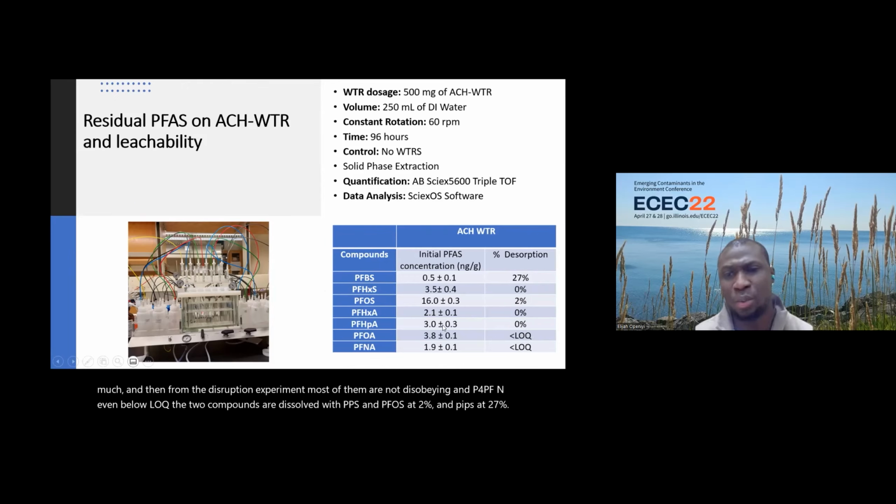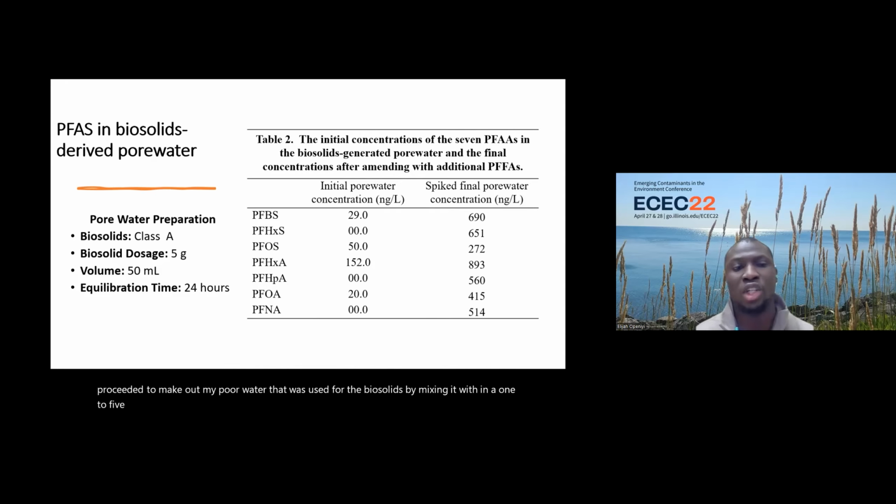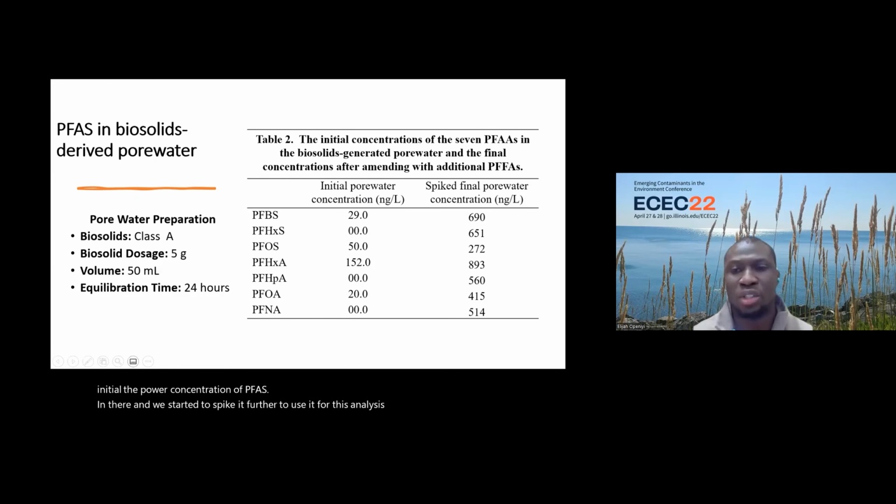So with this data, we found out, okay, it's somewhat safe to proceed to use this ACH treatment residual as a mix with biosolids to solve the PFAS that may be leaching out from the biosolids. So then I proceeded to make the porewater that was used for the biosolids by mixing biosolid with deionized water in the lab in a 1:5 ratio, and then checked the initial porewater concentration of PFAS in them, and we decided to spike it further to use it for this analysis. The concentration of the PFAS in the porewater used for this analysis is within 250 to 700 nanograms per liter.